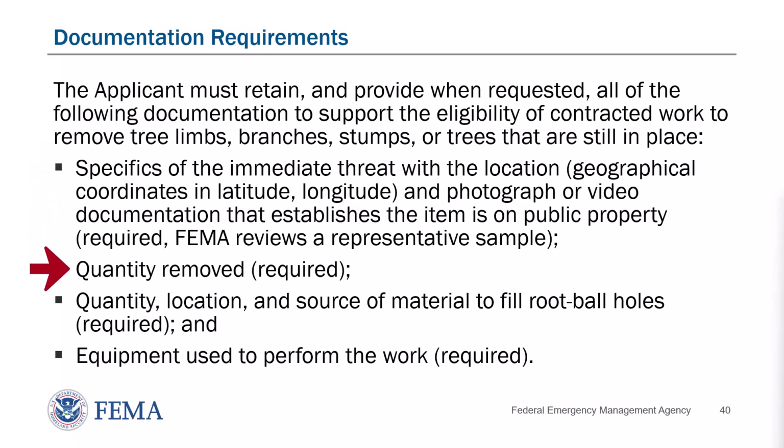Quantity removed. Please note that if a contractor charged an individual price for each limb, tree, or stump removed, FEMA requires the diameter of each item removed. For stumps, the measurement must be 2 feet off the trunk from the ground, and for trees, it must be 4.5 feet up from the ground. Quantity, location, and source of material to fill root ball holes.